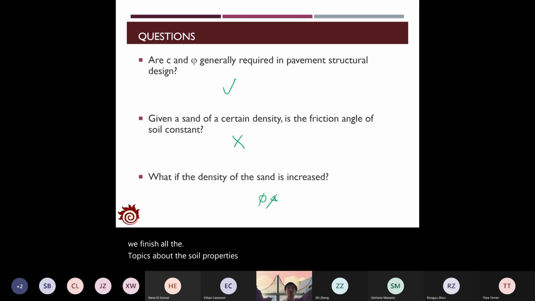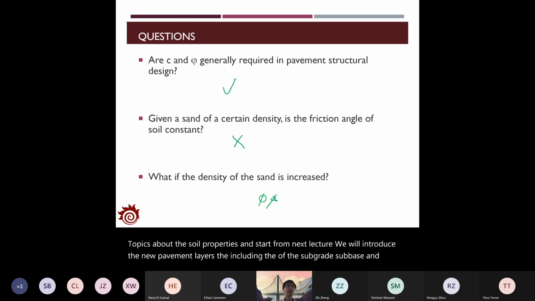Starting from the next lecture, we will introduce the pavement layers, including the subgrade, subbase, and the base layers. And those will be the fundamental structures for us to design the pavement structure.